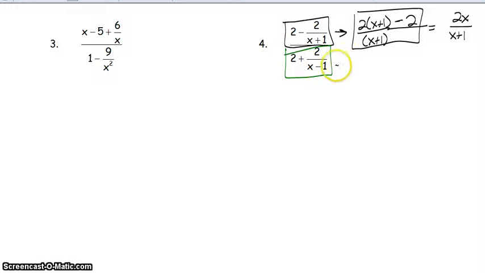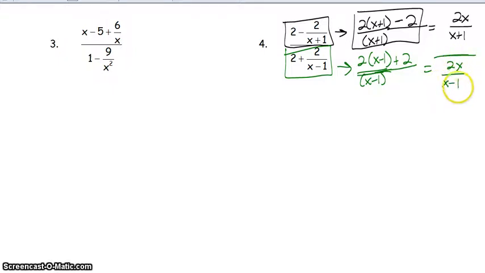We need to, again, get a common denominator. This one is 2x minus 1 over x minus 1 plus 2. And sure enough, we now have a common denominator, so I made it one fraction. And we can distribute: 2x minus 2 plus 2 on the bottom of the big fraction. You get 2x over x minus 1.